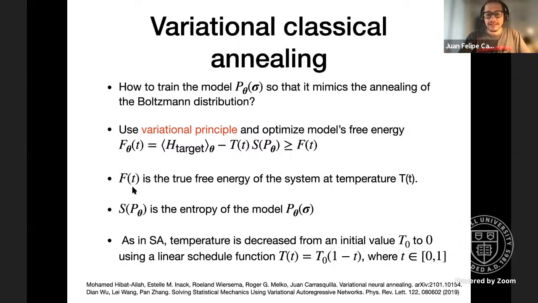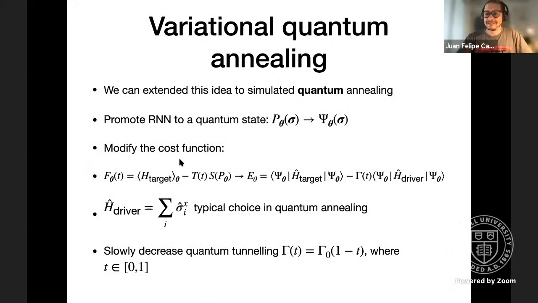That's a classical technique. And so we optimize this model so that the free energy is almost the free energy of the Boltzmann distribution. Then we decrease the temperature of the system, hoping that eventually, when we sample the model at the end of the annealing, we solve the optimization problem, pretty much in the same spirit as simulated annealing. We also did this for a quantum system. So we extended the idea of simulated quantum annealing, but variationally, and we do that by promoting the RNN to a quantum state, which I tried to explain in the recurrent neural network wave function part.